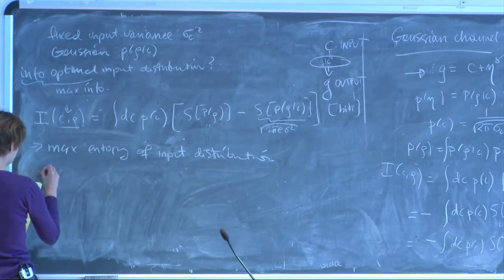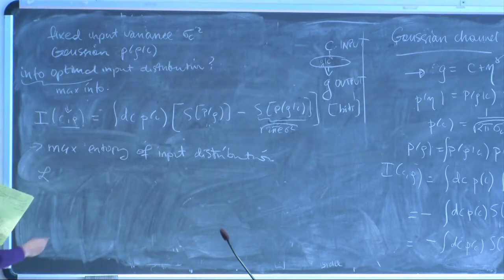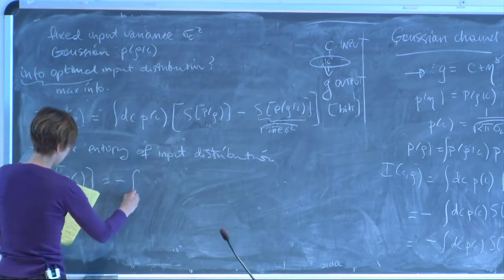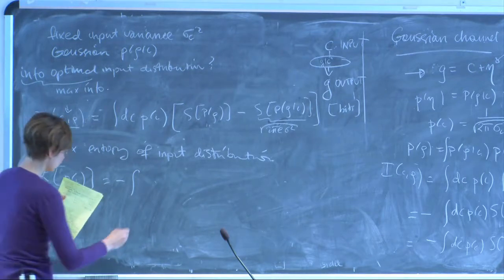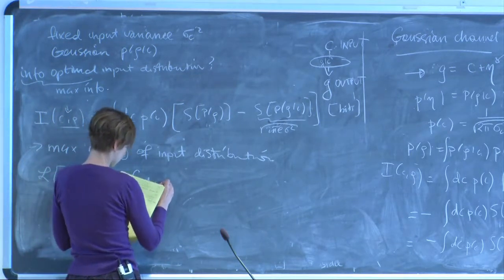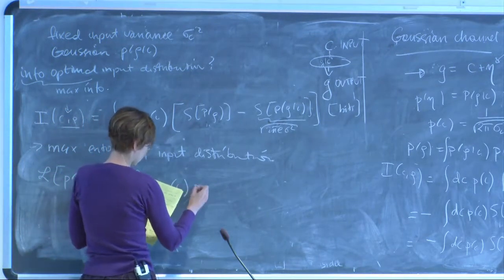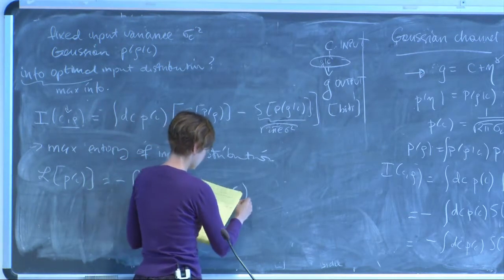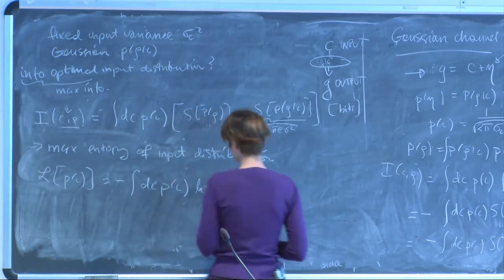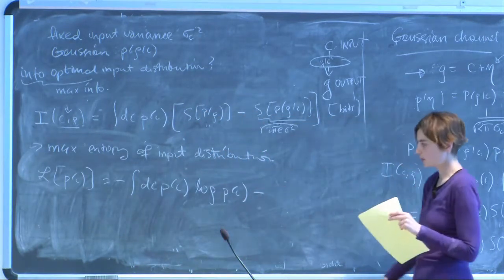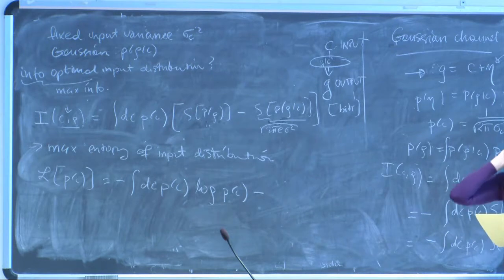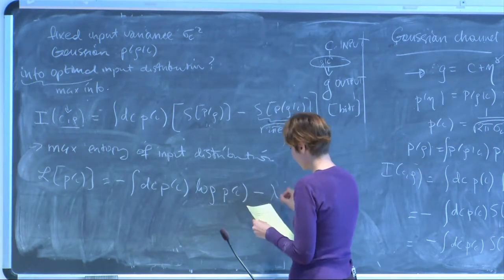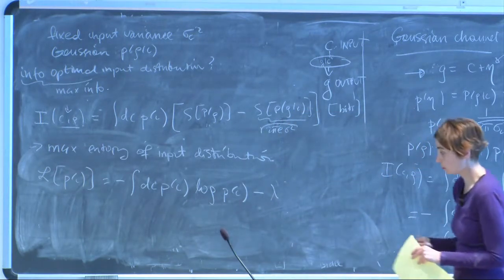Okay, so I need to maximize the information. I need to write down the functional that I want to optimize. So I want to maximize the entropy of the input distribution. But, so that's just saying I want to maximize entropy. But I actually have to do a little bit more work because I have some constraints on my problem.